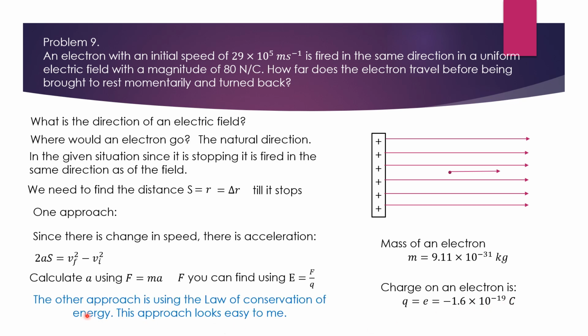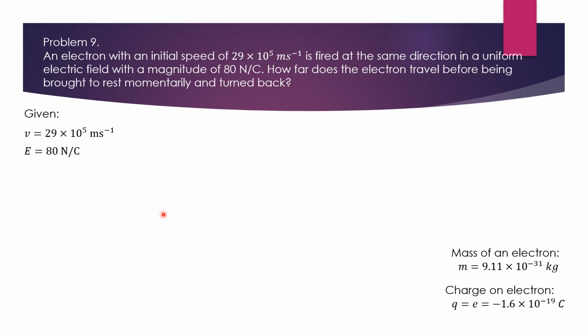So the other approach is using the law of conservation of energy, and this approach looks easy to me. I'll use this approach, the law of conservation of energy. So the given data: mass of an electron, charge on an electron, the kinetic energy of electron is half mv square.